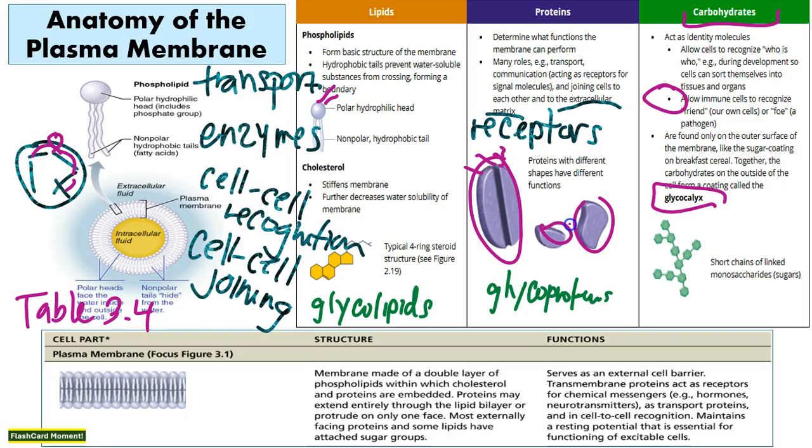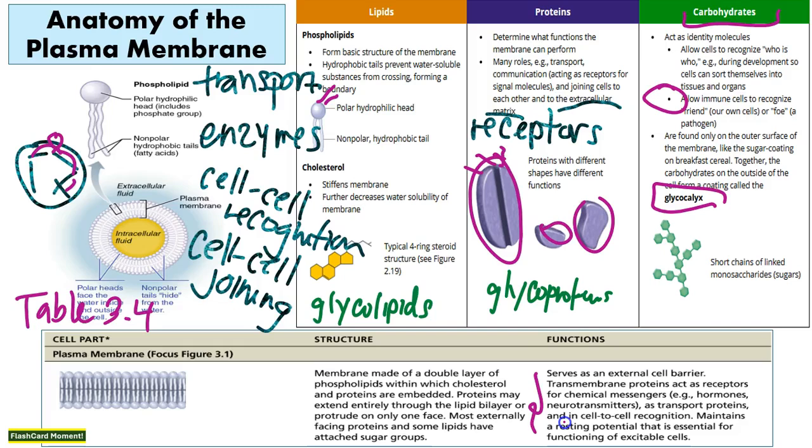And of course we also have carbohydrates as well. And then it gives you some of the functions that we already talked about. You can either make the functions more simplified, like we said before, you can say physical barrier, selective permeability, communication, cell recognition, versus having to write the whole sentence down. So that is really up to you.